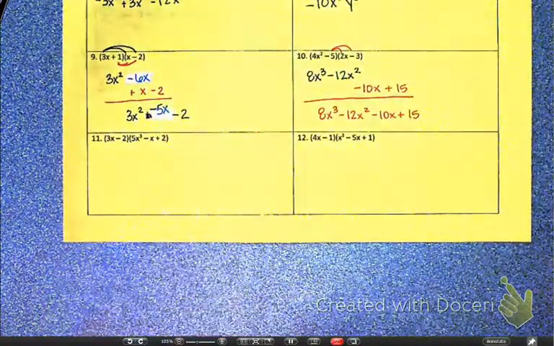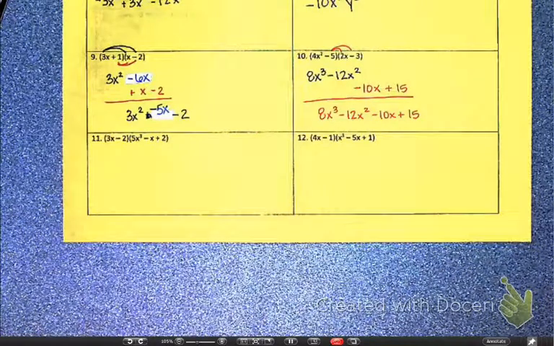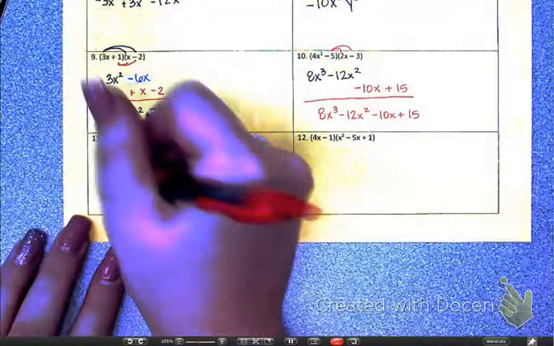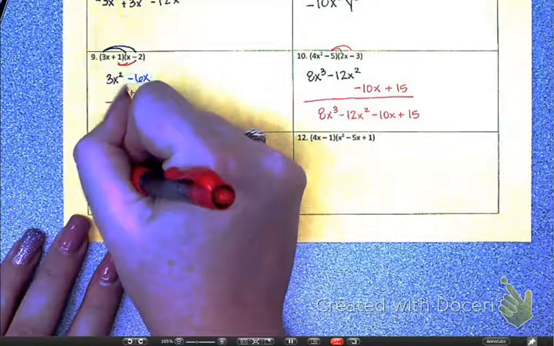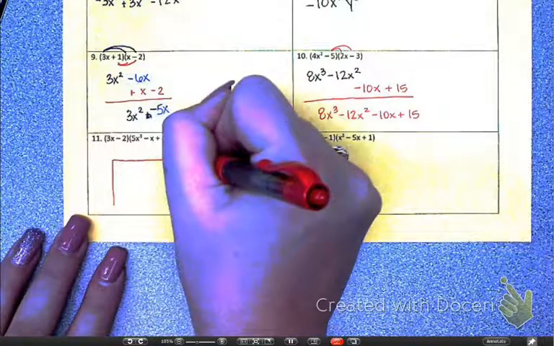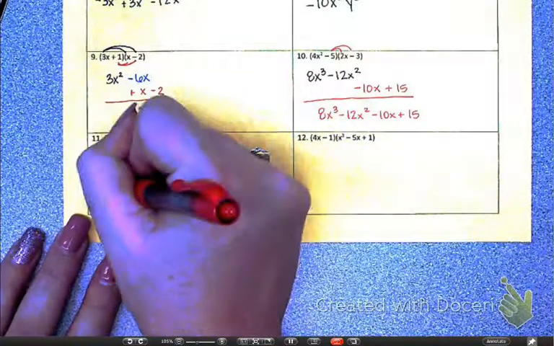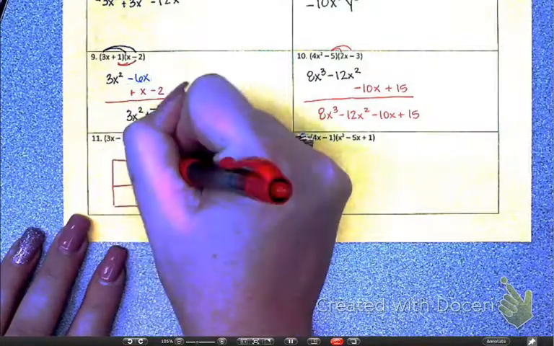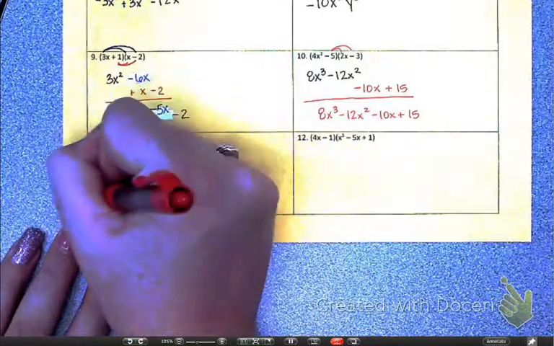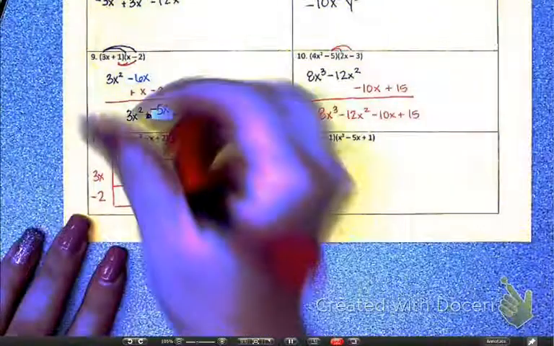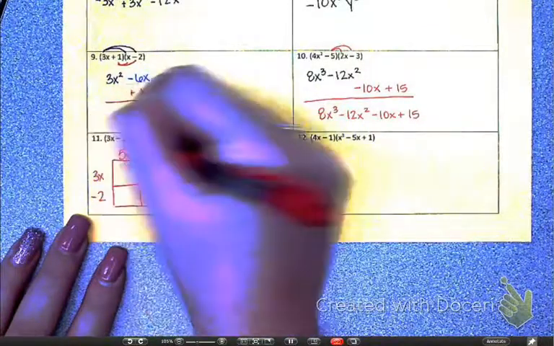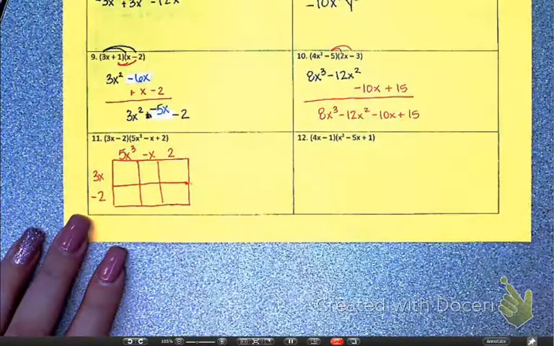You can distribute if you want, or you can use the box. I would say that as our problems get larger, for most of us, the box is going to be easier. Okay? So I'm going to use the box. If you don't want to, then don't. So down the side, I have 3x minus 2. And across the top, I have 5x to the third minus x plus 2.